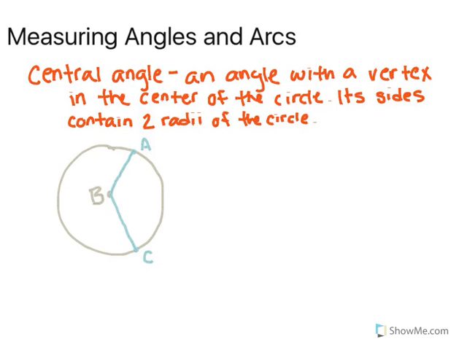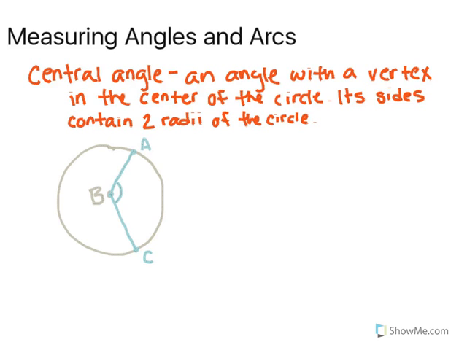In this video, we're going to talk about measuring angles and arcs. And our first term is central angle, and its definition is an angle with a vertex in the center of the circle. Its sides contain two radii of the circle. So if you take a look at the picture, I have the measure of angle ABC as being right here. And notice that the vertex of this angle is at the center of the circle, which is what central angle means.